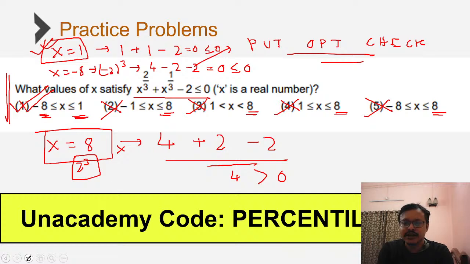Is the approach clear, everybody? How we could have simply put values and checked. Always, in every inequalities question, not just this, in any inequalities question, the easiest way to mark answers is to put sample values and check. That way it will be quicker, as well as the chance of getting the correct answer is a lot higher.